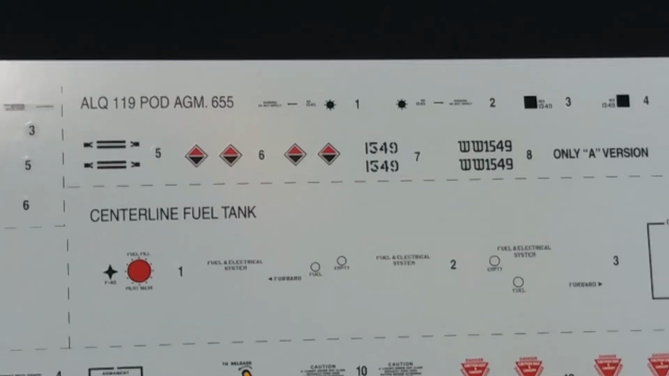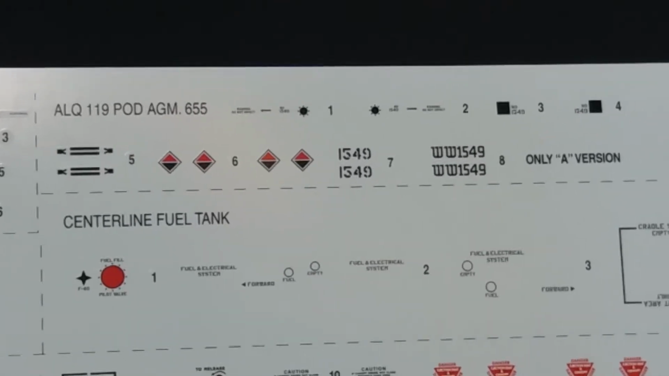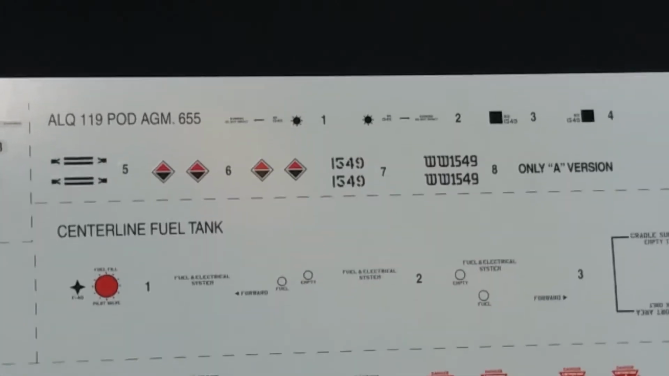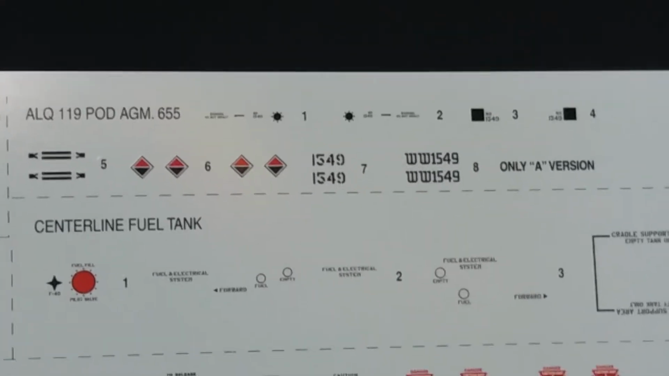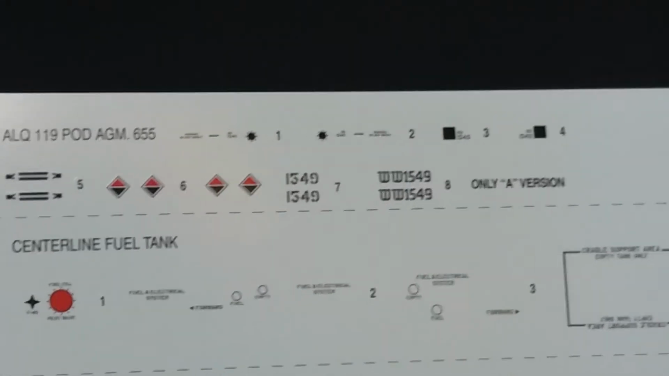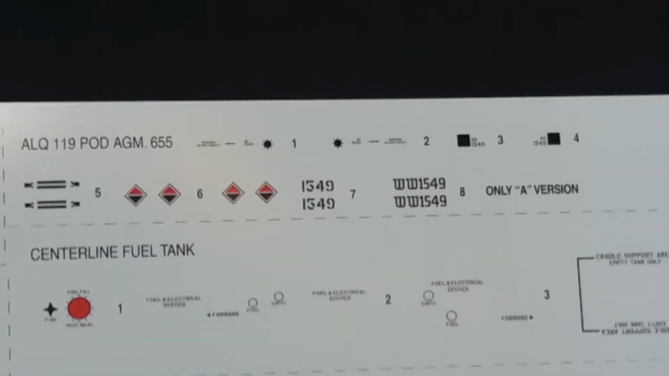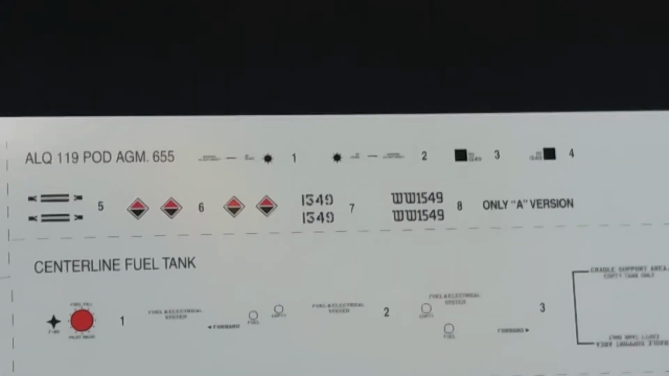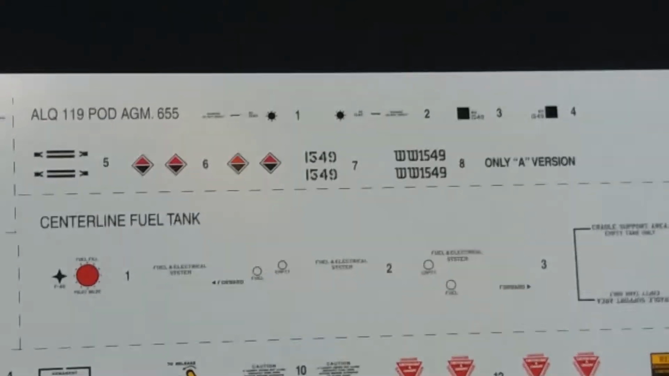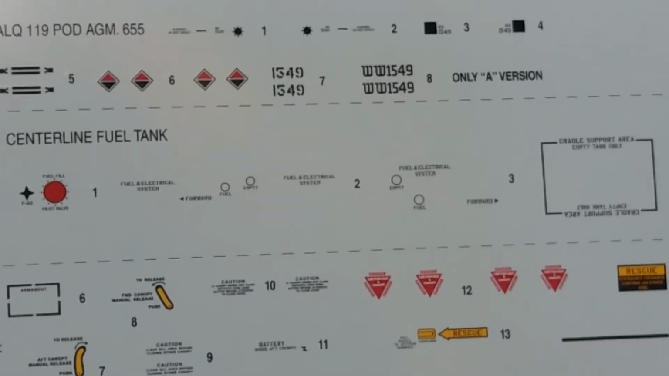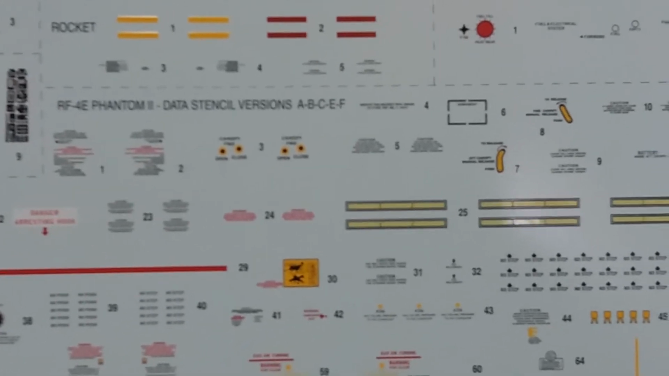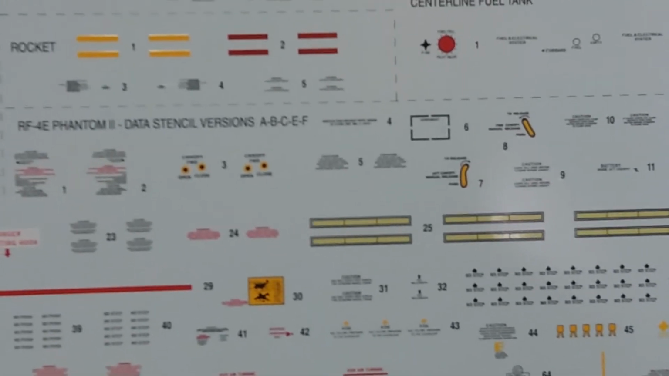Okay. LQ-119 pod there. Which is probably the one that I call the ECM pod. But that's alright. Yeah, I guess this is for the A version only. Which my guess is the Israeli one. Not quite sure. That center line fuel tank. Then you got your data stencil for all versions except for the D.